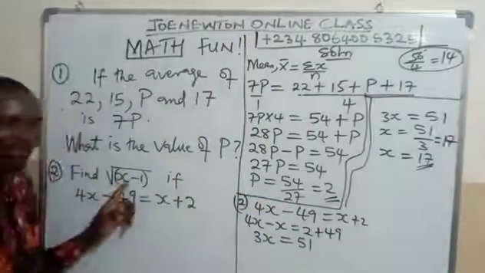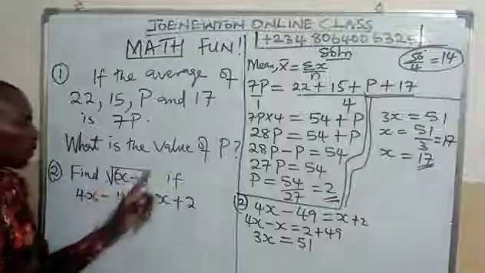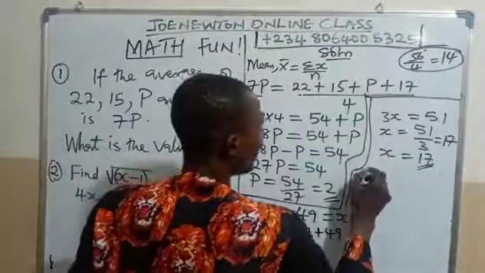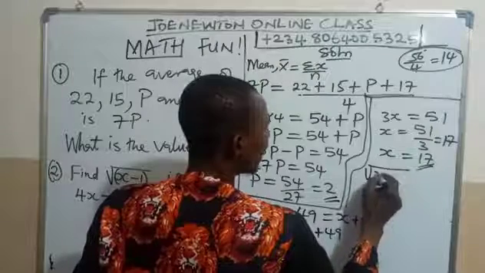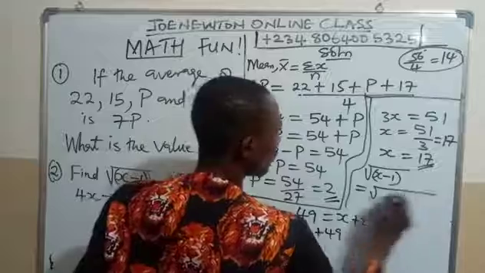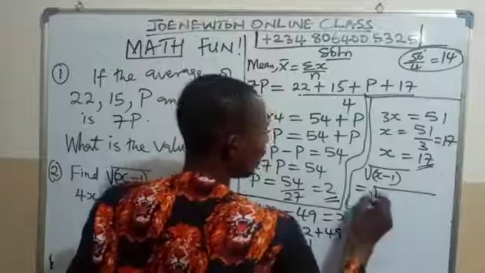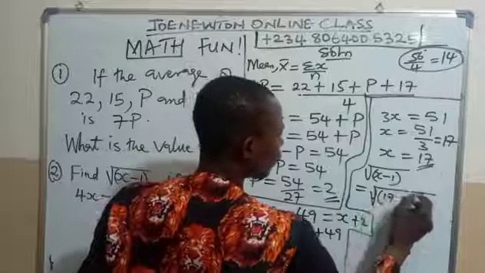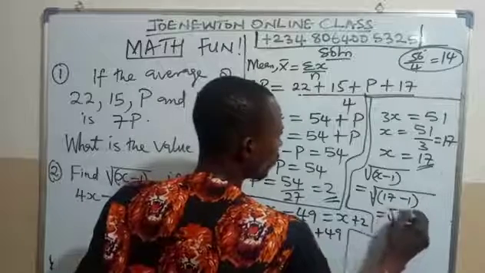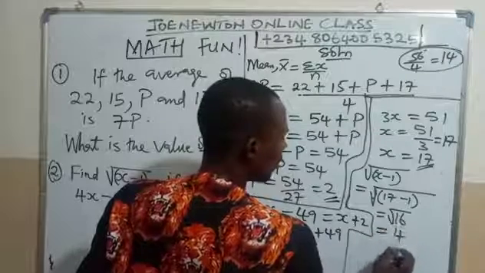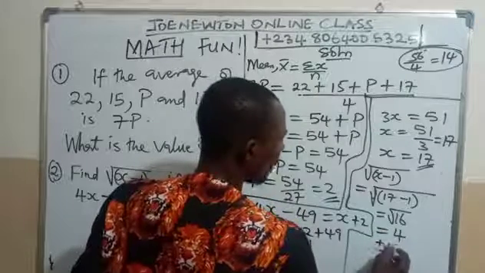Then we now come to this task. We are asked to find the square root of x minus 1 in bracket. So you now find the square root of x minus 1. We now have the square root of bracket 17 minus 1, which is equal to the square root of 16, which will give us 4. Of course, it is plus or minus 4.